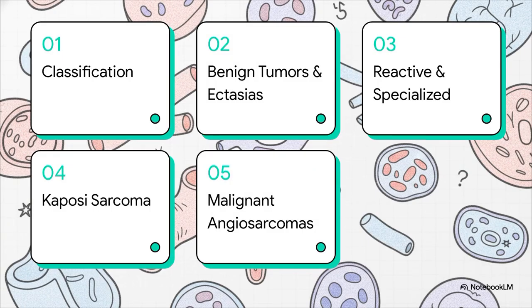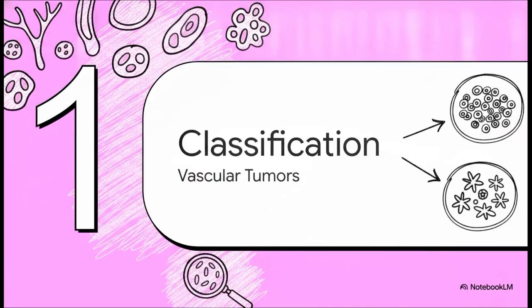Here is our game plan. 1. Classifying vascular tumors. 2. Benign tumors and ectasias. 3. Reactive and specialized tumors. 4. Intermediate-grade Kaposi sarcoma. And 5. Highly malignant angiosarcomas. Let's do it. Starting with Section 1, Classifying Vascular Tumors.